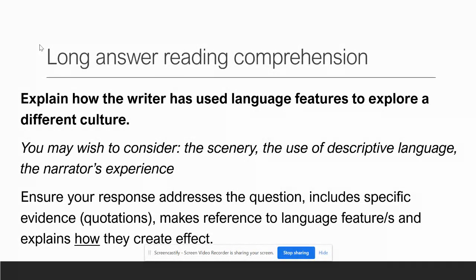So what you're going to do is read that again, and then you are going to answer this long answer question. The question is in bold there. Explain how the writer has used language features to explore a different culture. All right. Explain how the writer has used language features to explore a different culture. You may wish to consider the scenery, so that's the setting and the description of the setting, the use of descriptive language, the narrator's experience. So the narrator is the person telling the story.